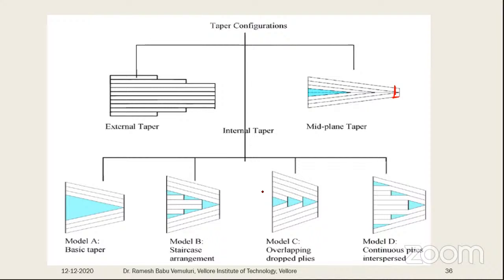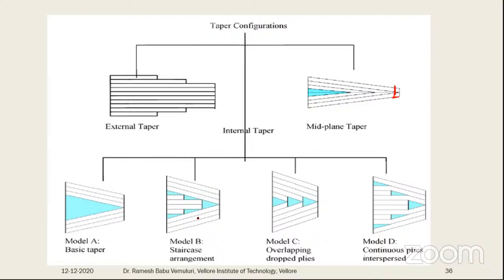For fabrication of these composite tapers, we need the various types of ply orientations, as well as the ply distances, the ply locations or ply positioning. According to these ply positionings, we have four different types of tapered configuration. This is called the internal taper, and this is the external taper. External taper you can understand here, where these internal tapers are more efficient compared with the external taper.